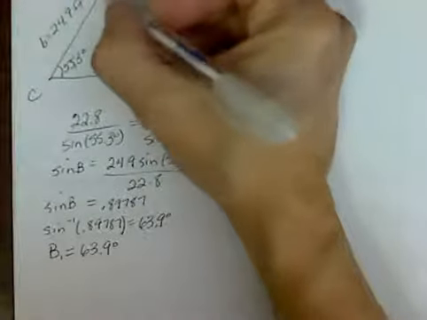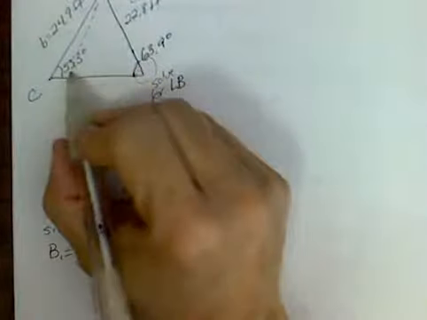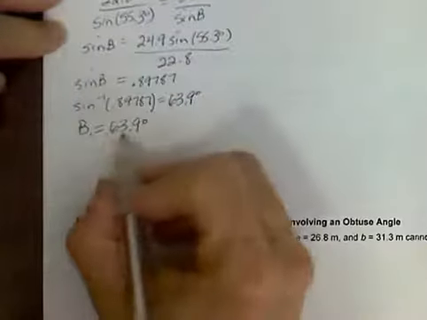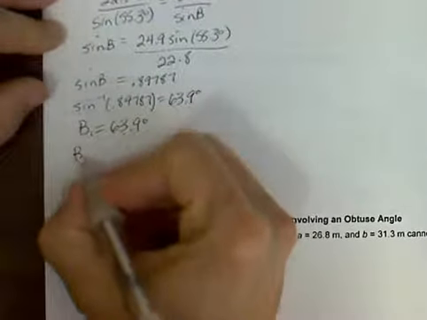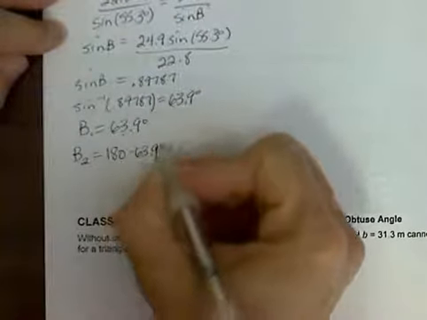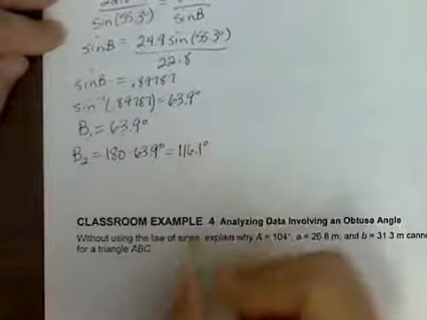Now, if I do have a second triangle, it's going to take this side and have it swing over this way. That means these two angles, my B1 and my B2, would be supplementary. This would be my B2. To find out if this little triangle over here is possible, I'm going to find the supplement to this angle, which would be the B2. I'm just going to subtract that from 180 degrees, and that gives me 116.1 degrees.